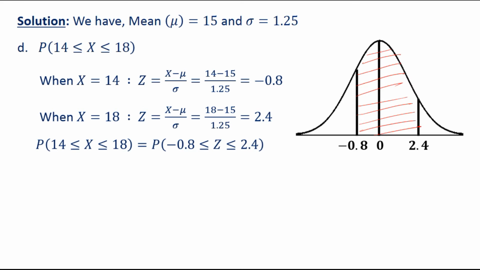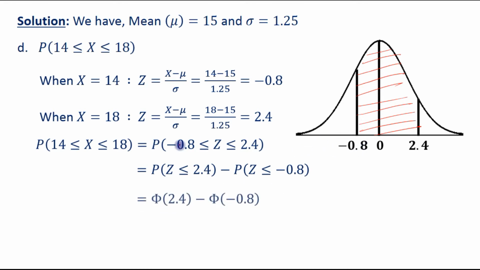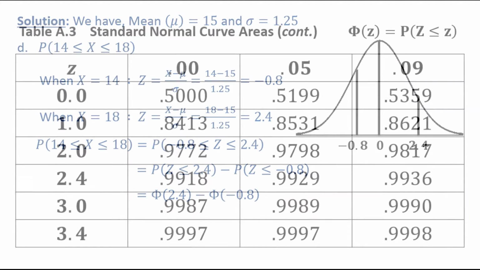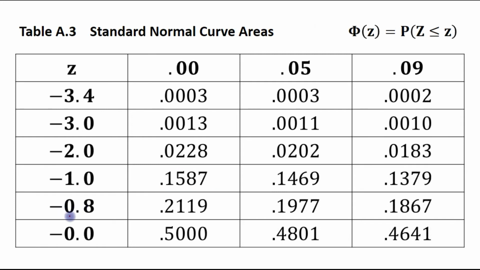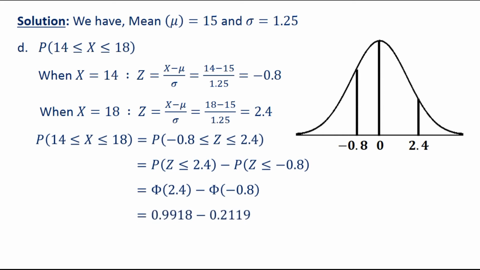And this area can be found out as area to the left of 2.4 minus area to the left of minus 0.8. And we can write phi 2.4 minus phi minus 0.8. And now we will look at their values in the table. So phi 2.4 is 0.9918 and phi minus 0.8 is 0.2119. In the next step, we will write 0.9918 minus 0.2119, which is 0.7061.